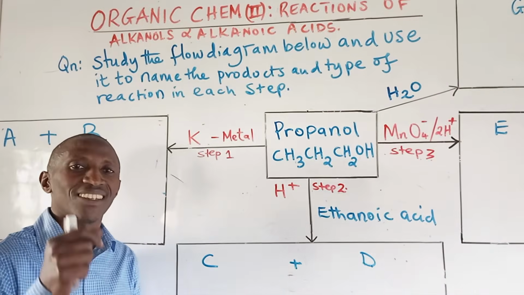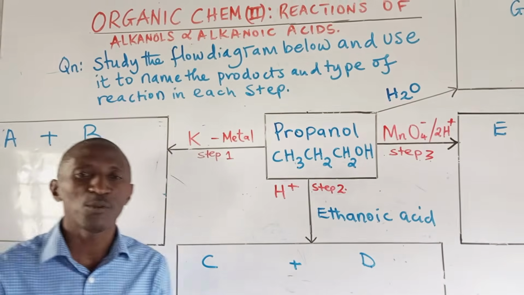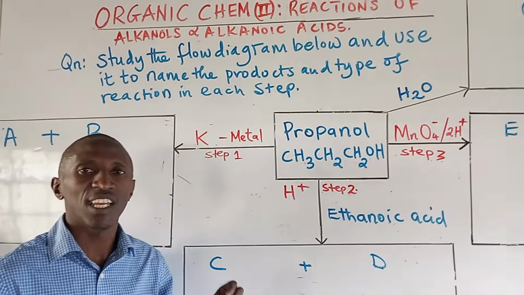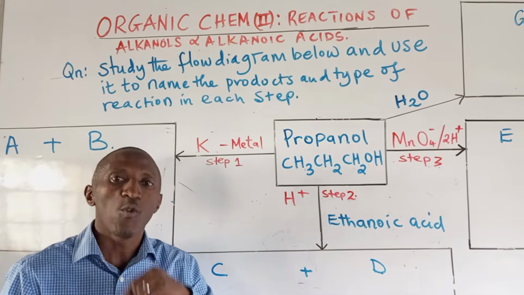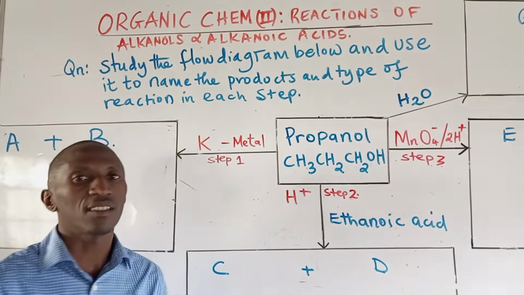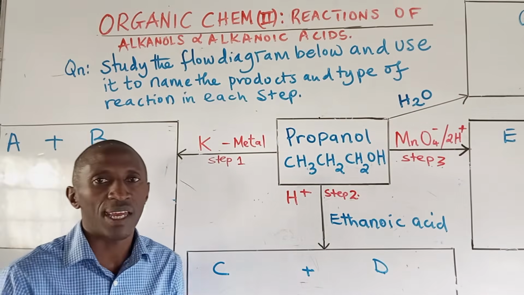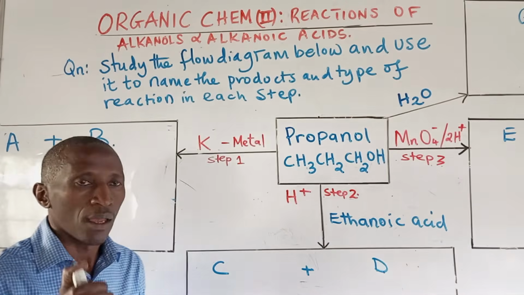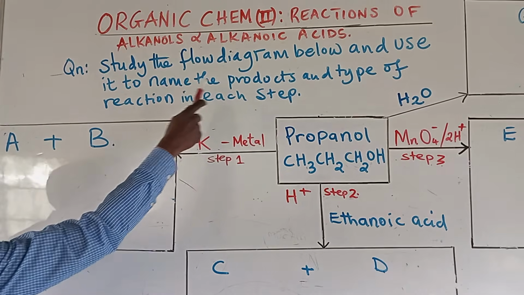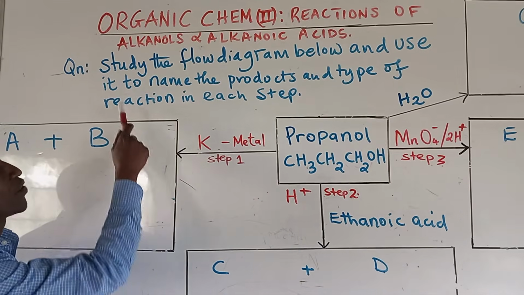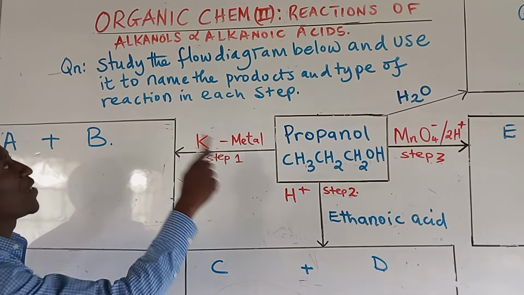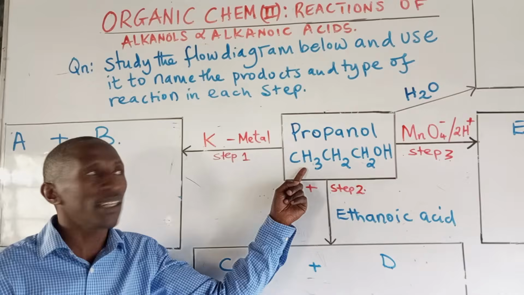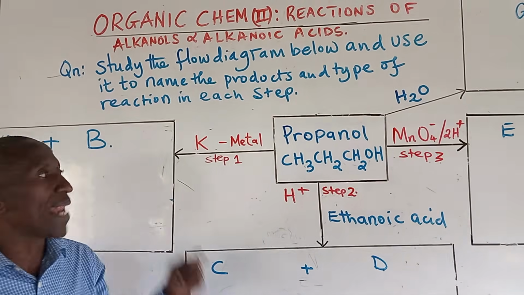Part 2 is question time. Let's look at a question involving the reactions of alkanols and alkanoic acids on what we have just learned. This is evaluation time. We evaluate ourselves and see how we have understood on this particular area. The question reads that study the flow diagram below and use it to name the products and type of reaction in each step. So our reactant, central reactant, is propanol, an alkanol.